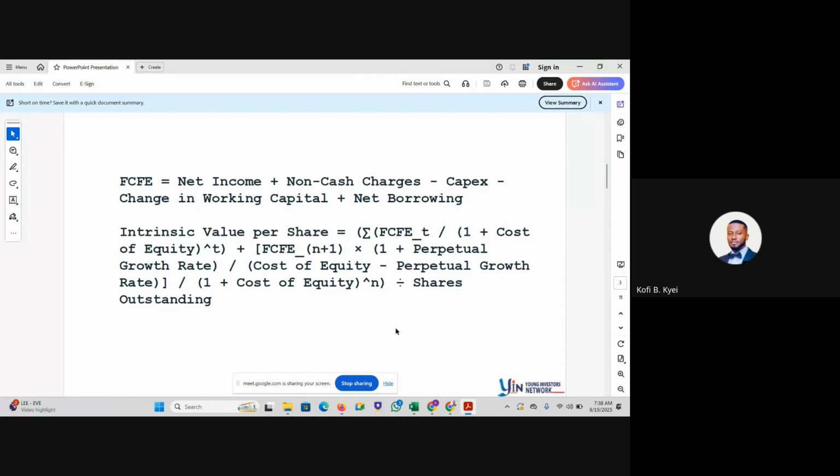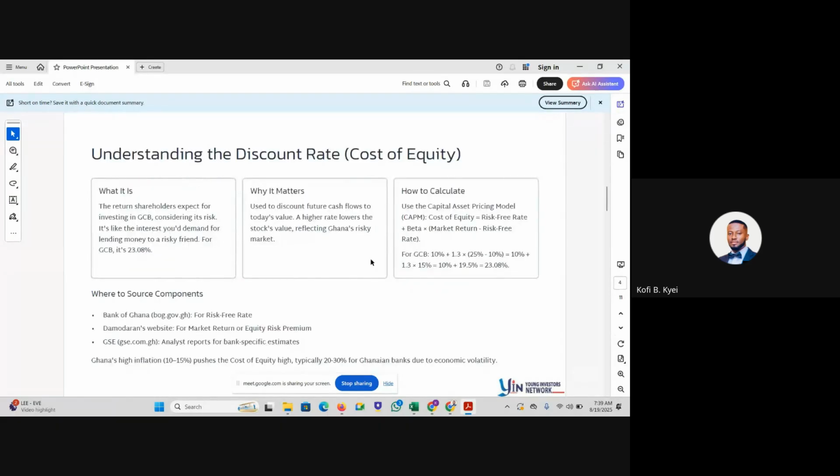Now, the FCFE formula as stated on the screen, if you can see, you let me know. All right, but I believe all of you can see because I'm sharing my entire screen. So it's the net income plus the non-cash charges minus capex minus change in working capital plus net borrowing, and intrinsic value is also stated here. I made mention that we're going to touch on how to get each of these components for the calculation of all these. So we entered into how to get the cost of equity, the discount rate.